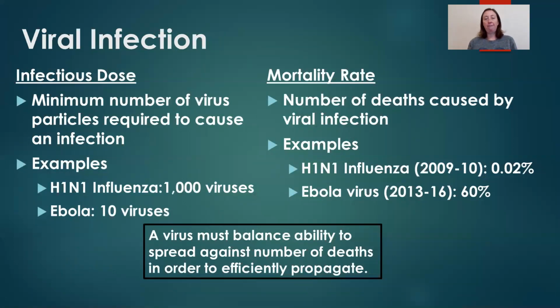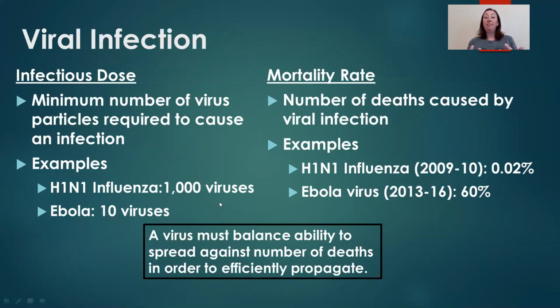To understand how viral infections work, there are two concepts that are worth explaining. The first is called infectious dose, and then we have mortality rate. Infectious dose is the minimum number of viruses that are required to create an infection. So if you have one virus particle in your body, it's not going to replicate fast enough for your immune system to not attack it.